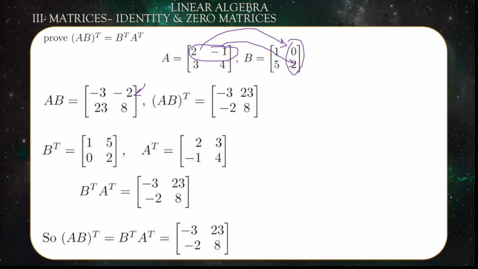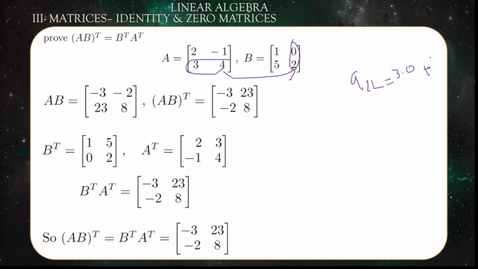Then second row, first column, which is 3 times 1 plus 4 times 5 equal 23. And finally, second row, second column is 3 times 0. Let me clear it up. 3 times 0 plus 4 times 2, which is 8. And this would be the element A22, equal 3 times 0 plus 4 times 2 equal 8.